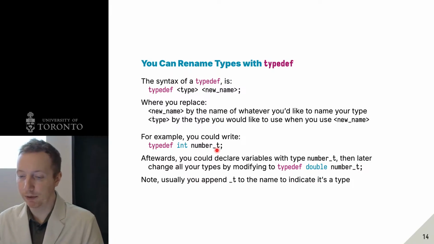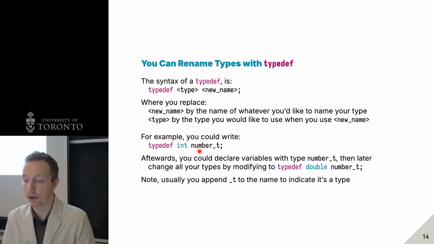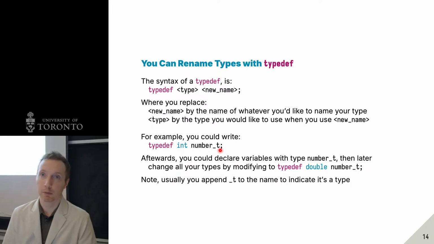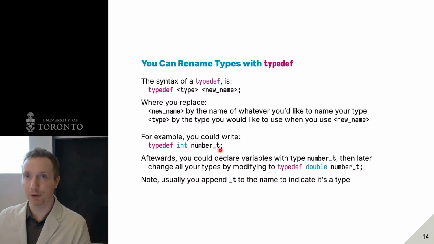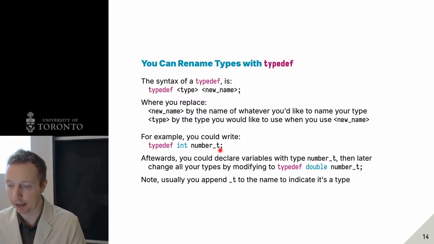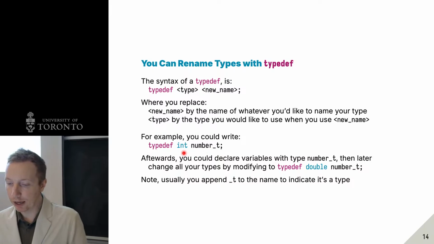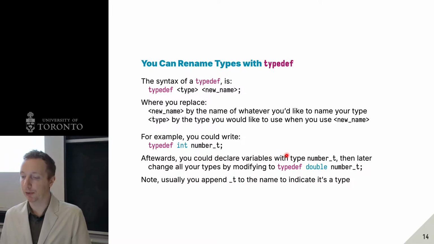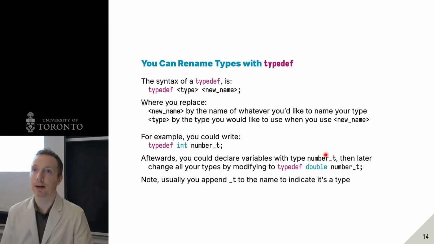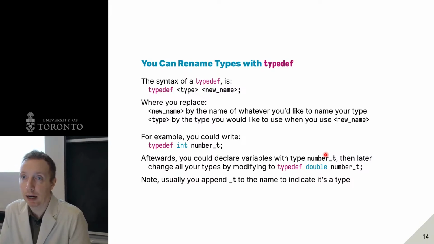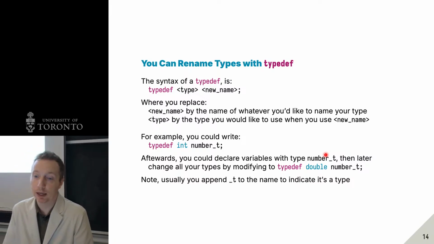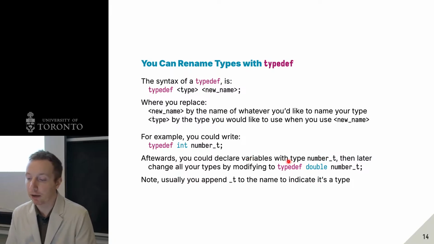So typically the convention is I just call the new type by something _t, which just means it's short for type. We've seen that before with size_t, same idea. With that, I could declare variables with the type number_t everywhere in my program. Then later, if I decide that all of those numbers I've been using should actually have a decimal point in them, I could just modify it in one place.